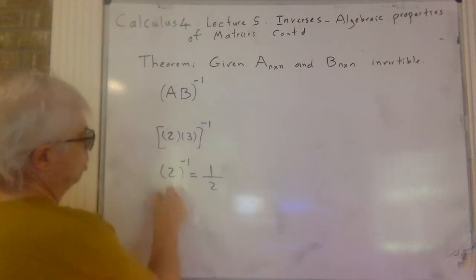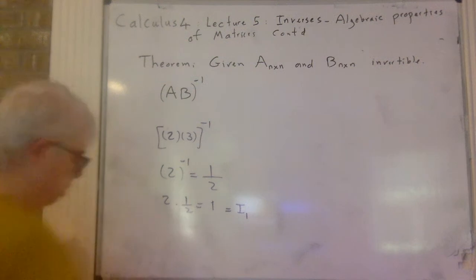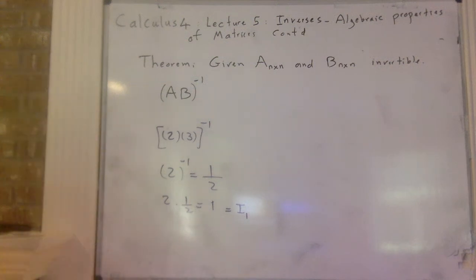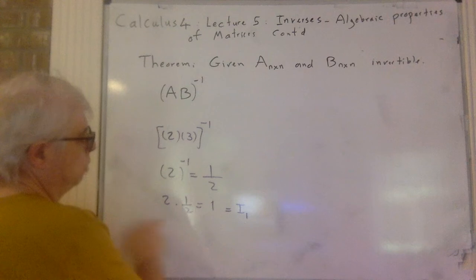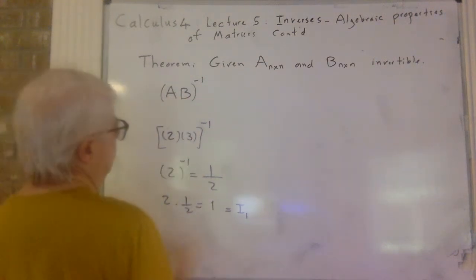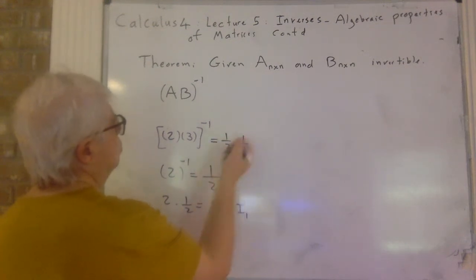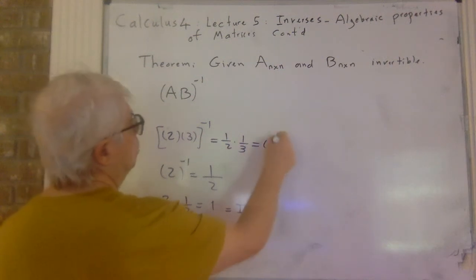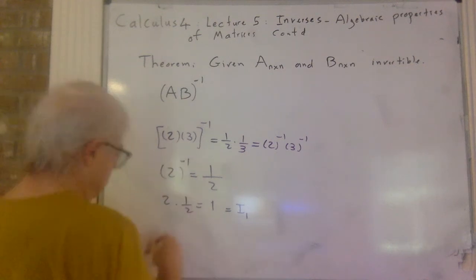Well, it's very simple, because this times this is 1. And 1 is like I1, the 1 by 1 identity matrix. So the inverse of 2 is 1/2, because when you multiply it by 1/2, you will get 1. And for the product, I know from elementary school that it's simply 1/2 times 1/3, which is in fact 2 inverse times 3 inverse. So it's the inverse of this times the inverse of that, but this doesn't work here.